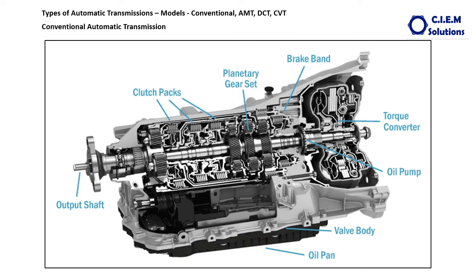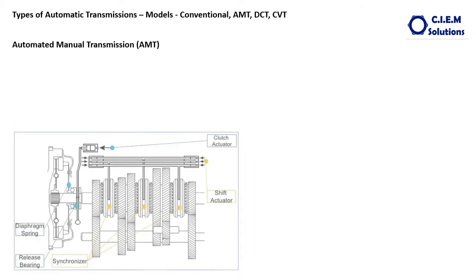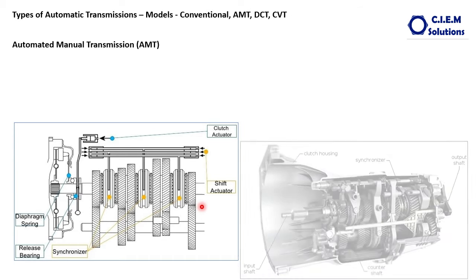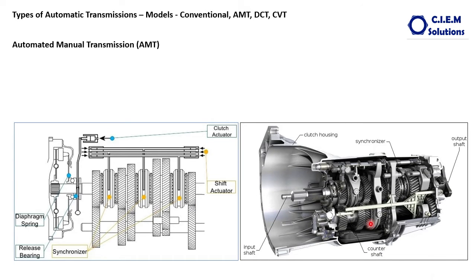The next type of transmission is the automated manual shift transmission. See this line diagram. This is exactly like the manual synchromesh gearbox. You see this manual synchromesh gearbox? This one. This has the mechanical clutch. There is no torque converter involved.